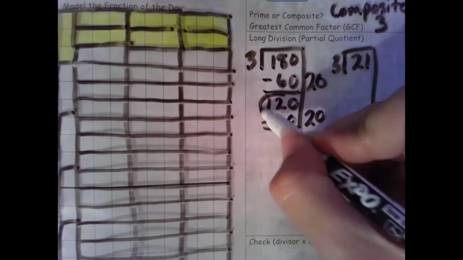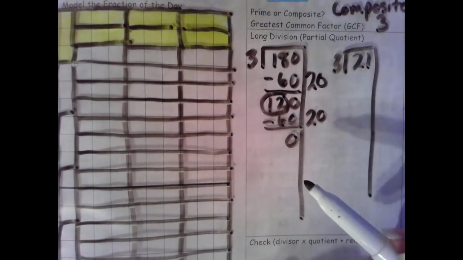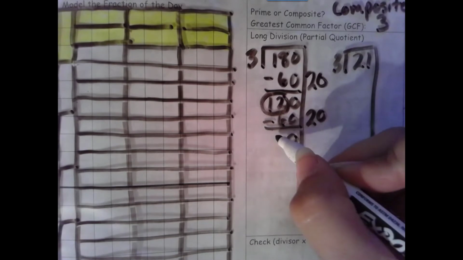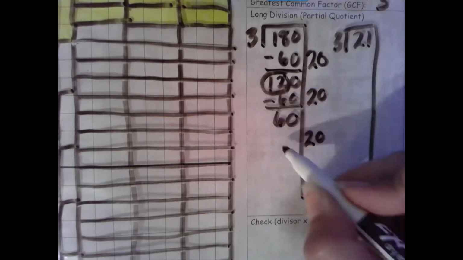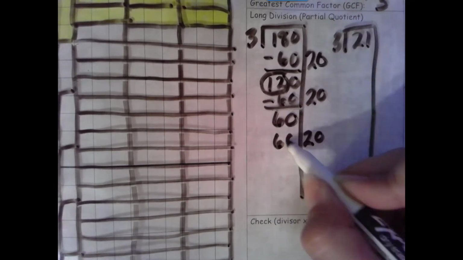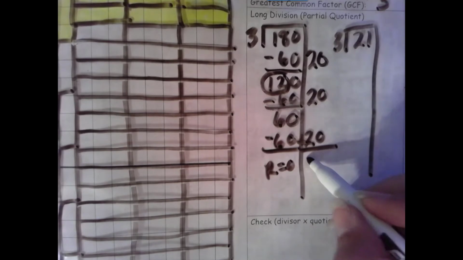And then this is just 12. Take away 6. 12 take away 6 is 6 still, so I have 60 again, and I know how to get 60. That's 20 times 3. Numbers the same, zeros a game. Add up my partial quotients, 20, 40, 60.